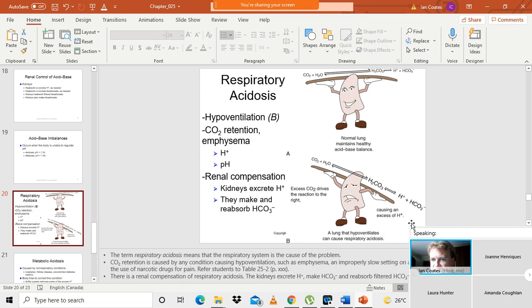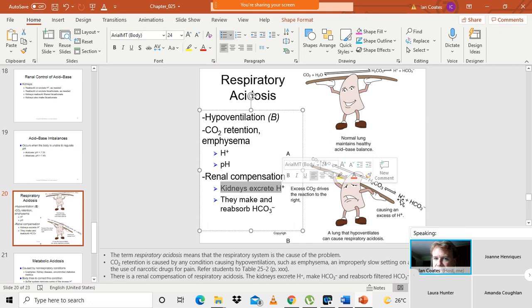If on one side we've got excess hydrogen, now we've got trouble. This is where the kidneys can excrete that hydrogen. They can get rid of it. And they can reabsorb the bicarbonate, which will now go back into the blood and soak up the rest of these. So this is what the kidneys can do for respiratory acidosis.